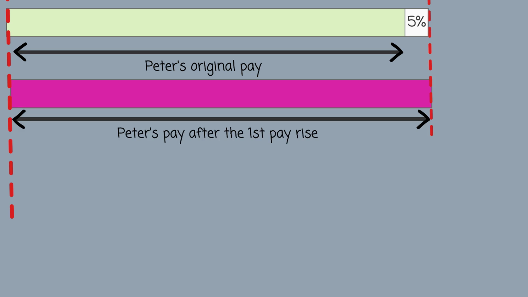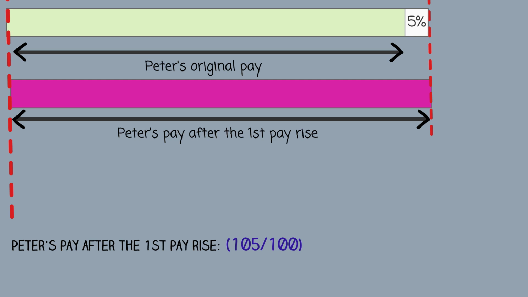The pink bar is longer than the green bar. This shows Peter's pay after the first pay rise is greater than before. Here's how we can calculate Peter's pay after the first pay rise. Take 105% of his original pay of $1,000. This gives $1,050. Then Peter gets a second pay rise of 5%.